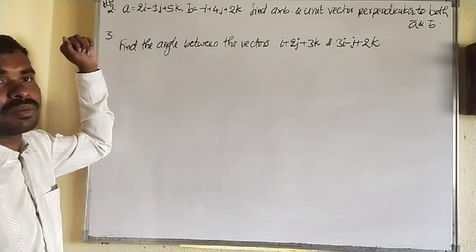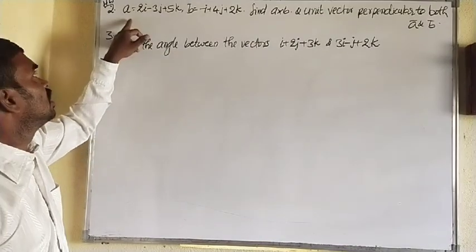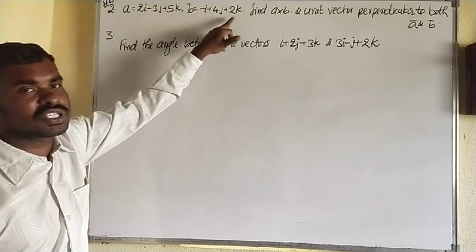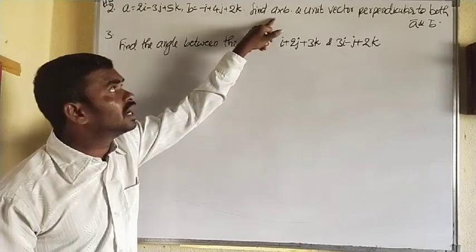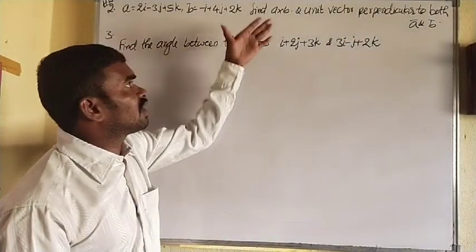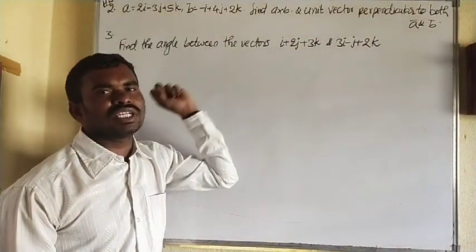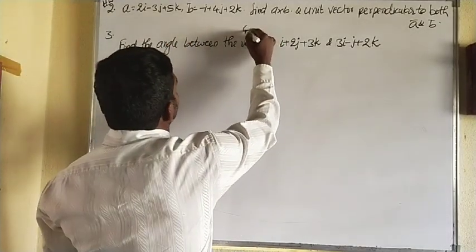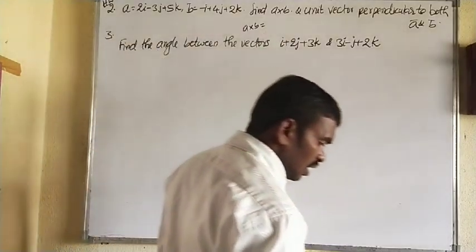Next, second problem, the same type of problem as the first one. A equal to 2i minus 3j plus 5k, b bar equal to minus i plus 4j plus 2k. Then find A cross B and a unit vector perpendicular to both A and B. So what is the formula? Plus or minus A cross B by modulus A cross B. Okay, you will get the answer. Do you want the answer? First A cross B you will get.